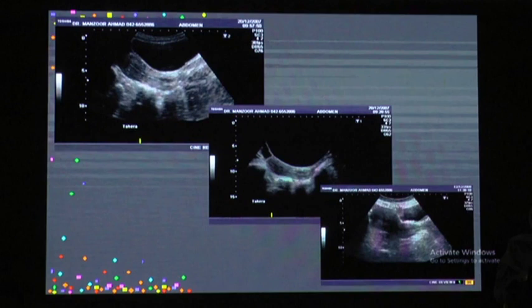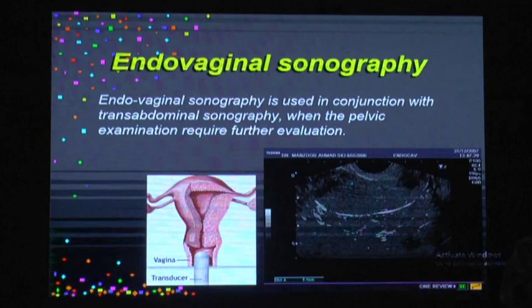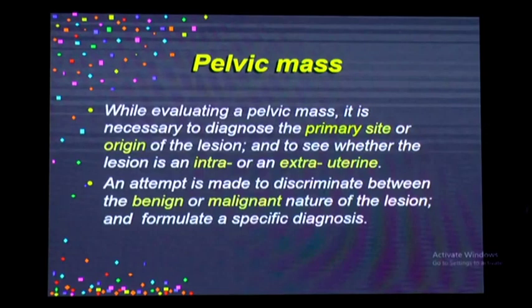You can see here, this is the adequately full bladder. It should neither be over-distended nor inadequate. Whereas the second approach is the endovaginal, where a full bladder is not required. The probe is inserted into the vagina, and we can see detailed evaluation of the pelvic masses. And for endovaginal sonography, we always require a prior transabdominal ultrasound examination.